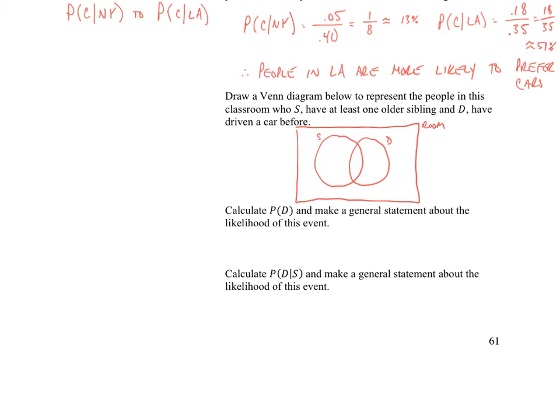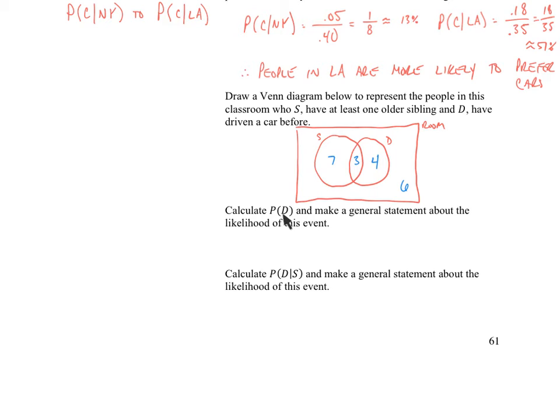So last year when I did this, and again, this might not be the same this year, but these were the numbers we had. 3 people had at least one older sibling and had driven a car before. 7 people had at least one older sibling but had not driven a car before. 4 people had driven a car before but didn't have any older siblings, and 6 people had neither of those. So with these results, we could calculate some conditional probabilities, like D, given something else.